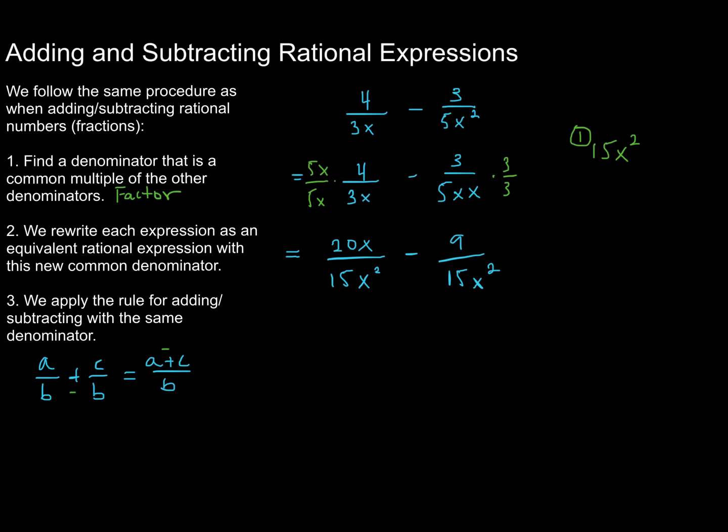All right, now having done that, I can apply the rule for adding fractions with a common denominator. In this case, I'm subtracting. And so I will end up with 20x minus 9 over 15x squared. And notice, because I took the time to provide the least common multiple, the best common denominator, I won't have to do any simplification at the end. And if I'm looking at the domain here, I can clearly see that what will make the denominator 0 is when x is 0. So my domain would be all real numbers except for x equals 0. And I'm done.